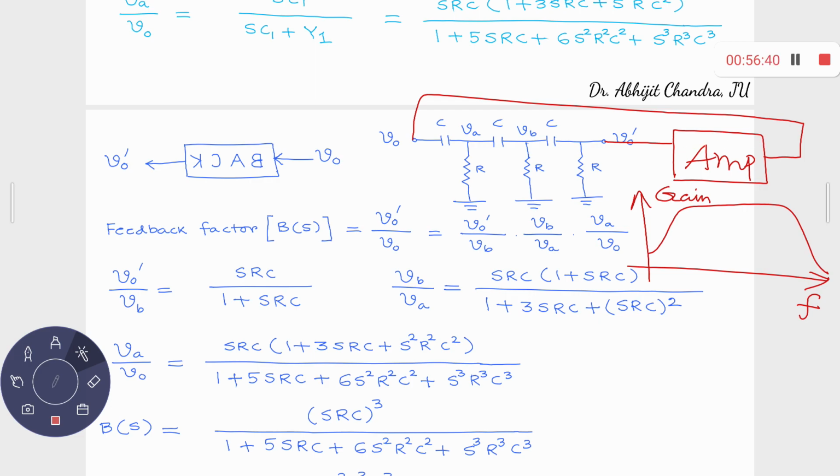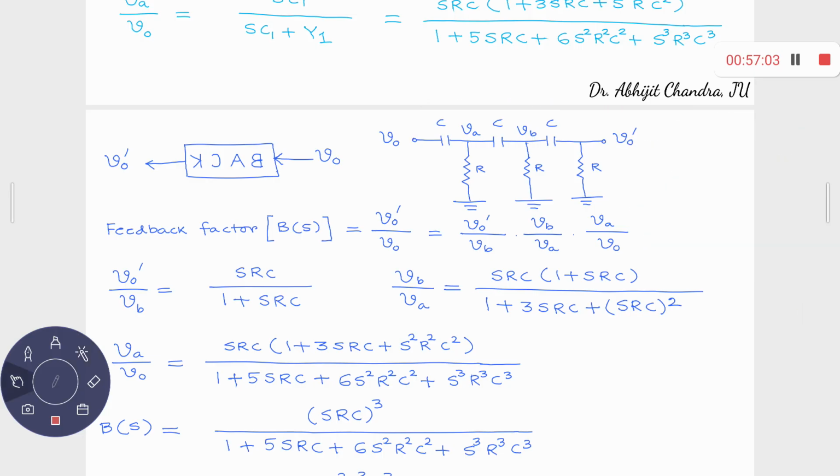And then this output is fed back where? This output is fed back at the input of your feedback network. And remember, this feedback network provides some output which is a function of frequency itself. And this output is maximum at the frequency which will give you 180 degrees phase difference.